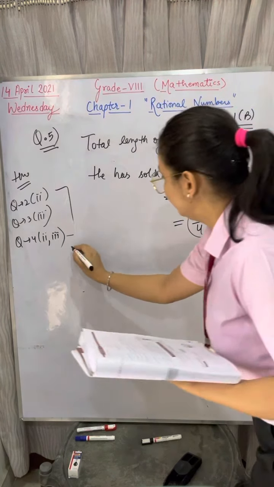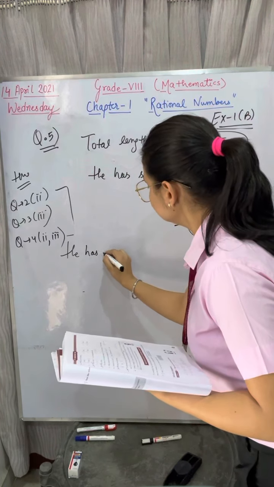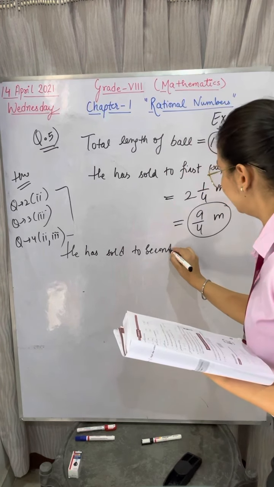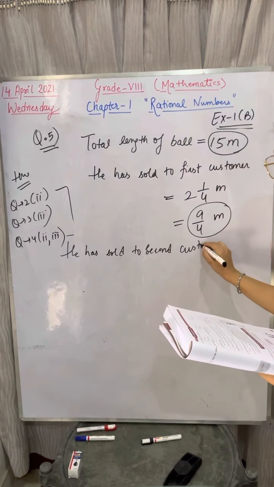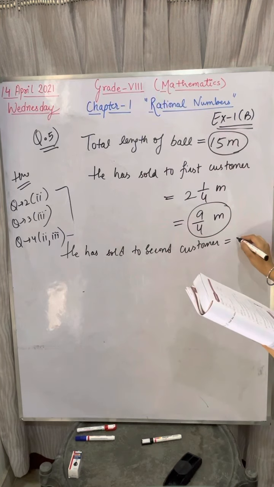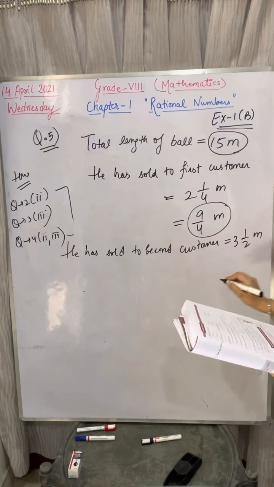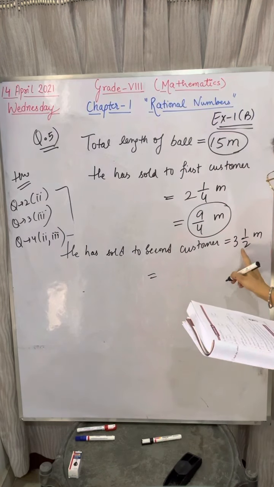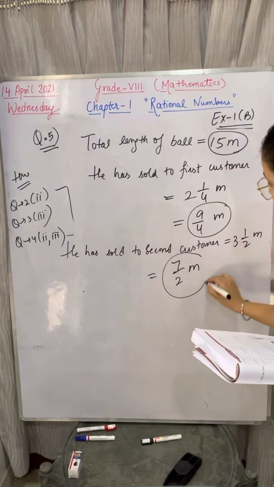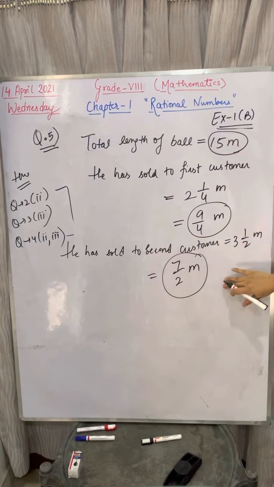Okay, now he has sold to the second customer. How much has he sold to the second customer? The second customer is 3 1/2 meter. Okay, convert into the fraction, that is 2 3s are 6 plus 1, 7/2 meter. Okay, this much he has sold.